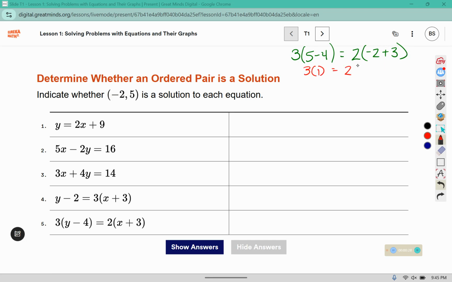Here, negative 2 plus 3 is 1. 3 times 1 is 3. 2 times 1 is 2. Those are not equal, so that means negative 2, 5 is not a solution. If both sides do come out equal to each other, then we would say that negative 2, 5 is a solution.